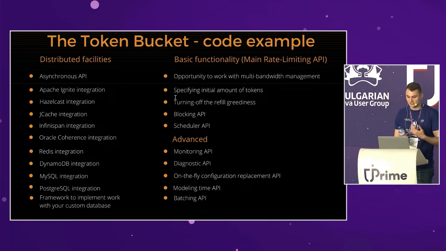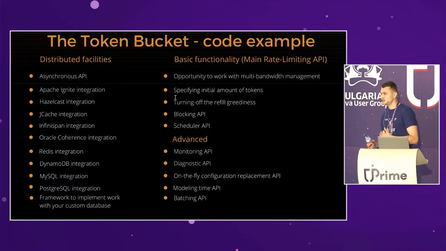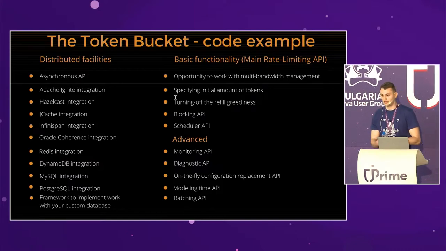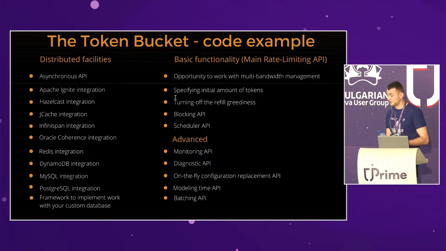So it's Hazelcast, Apache Ignite, Infinispan, Oracle Coherence, and yes, sure, it's JCache originally. Also, we have the opportunity to work with Redis integration and DynamoDB. And yeah, sure, we have integration with MySQL, PostgreSQL, and we have a custom framework. When you need to realize your custom implementation, for example, you want to implement work with Oracle through SELECT FOR UPDATE or some type of pessimistic lock, you can do that through this type of framework.